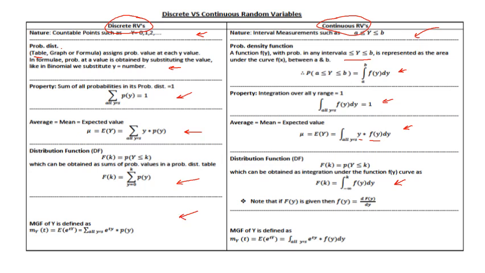Here, as you remember, the definition of the MGF starts by summing e^(ty) times p(y). Here, in the continuous case, there is no sum. It has to be integration of e^(ty) multiplied by the density function f(y) dy. This is a table that summarizes everything we have said about the difference between discrete and continuous, so that you remember.